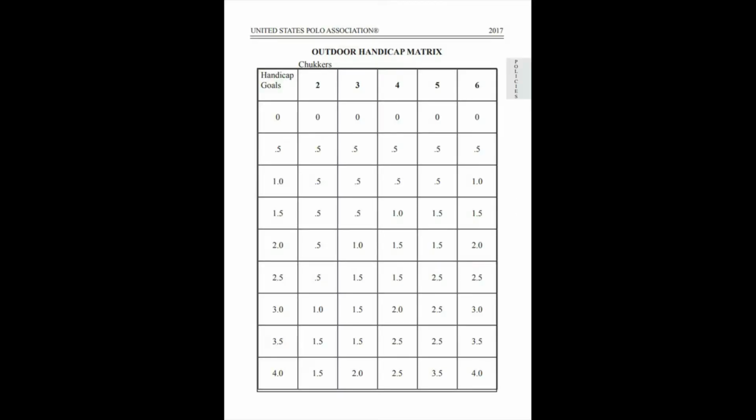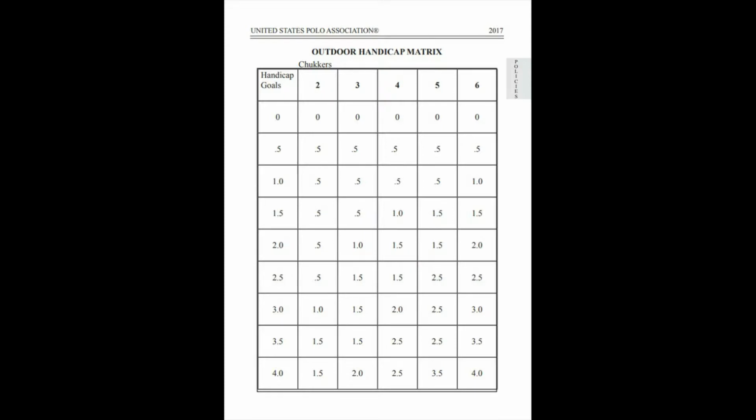Okay, the first thing you need to do is figure out the handicap. And I recommend using the matrix to do this. What you'll do is, if it's a six-chukker game and it's outdoors, it's just simple math. If the teams are both handicapped the same, the handicap will be zero. If one team is six goals and one team is five goals, then the five-goal team gets one goal by handicap, and you write that down on the score sheet.